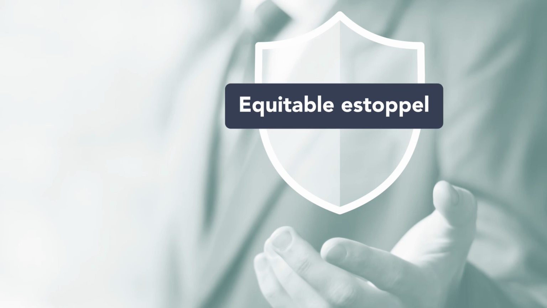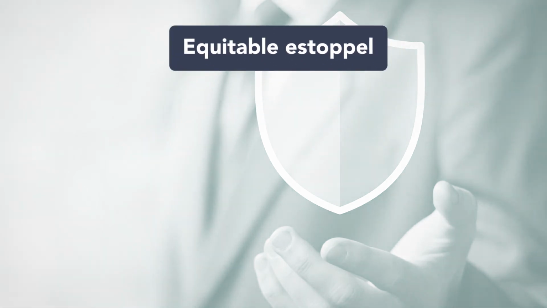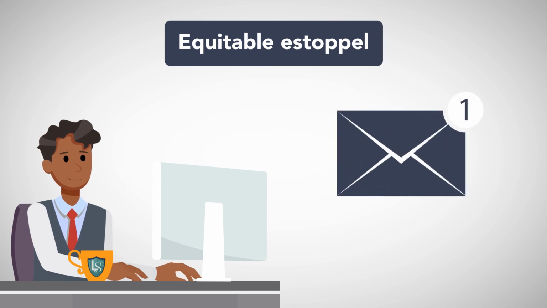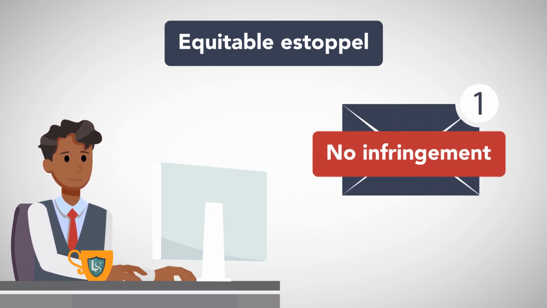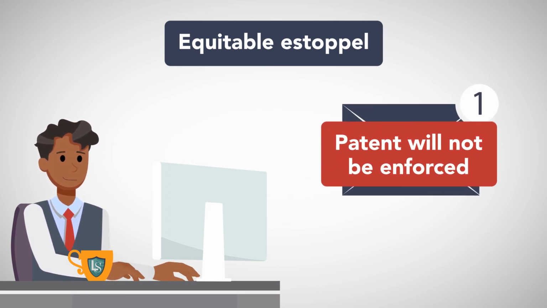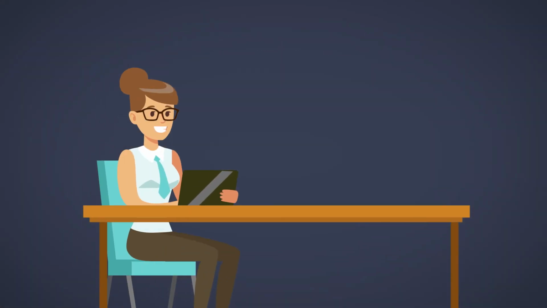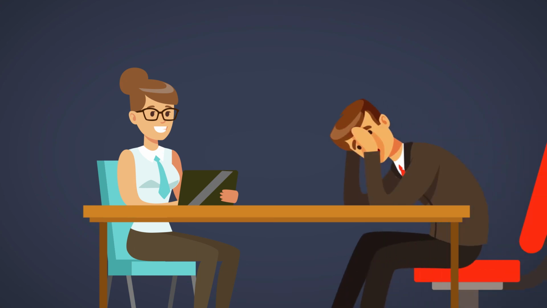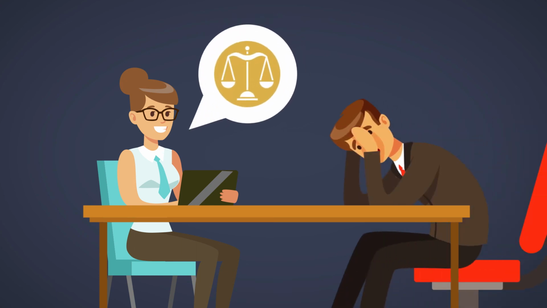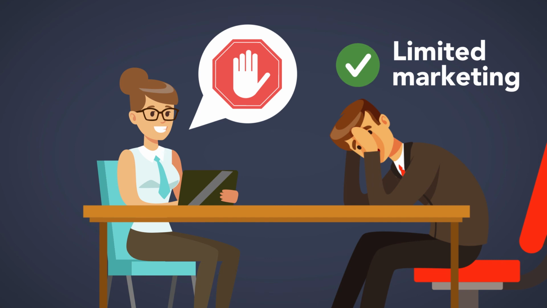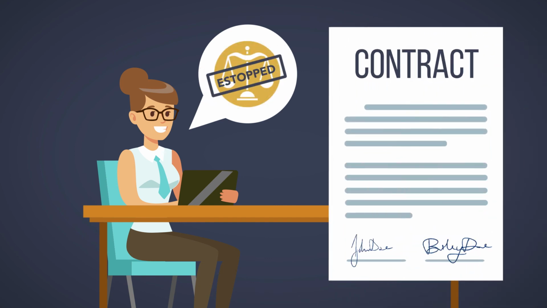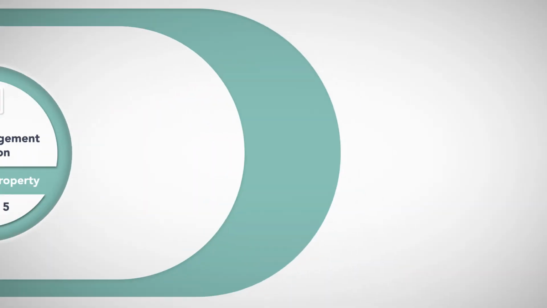Equitable estoppel is another defense to patent infringement. Equitable estoppel occurs when the patentee communicates something to the infringing party that indicates no infringement or that the patent will not be enforced, and the infringing party relies upon the communication. For example, if a patentee, during negotiations with the alleged infringer, said that she would refrain from enforcing the patent if the infringer limited the scope of marketing the new product, and the infringer did limit the marketing scope, the patentee may be estopped from enforcing it. This is true even if there was no binding contractual agreement on this point.